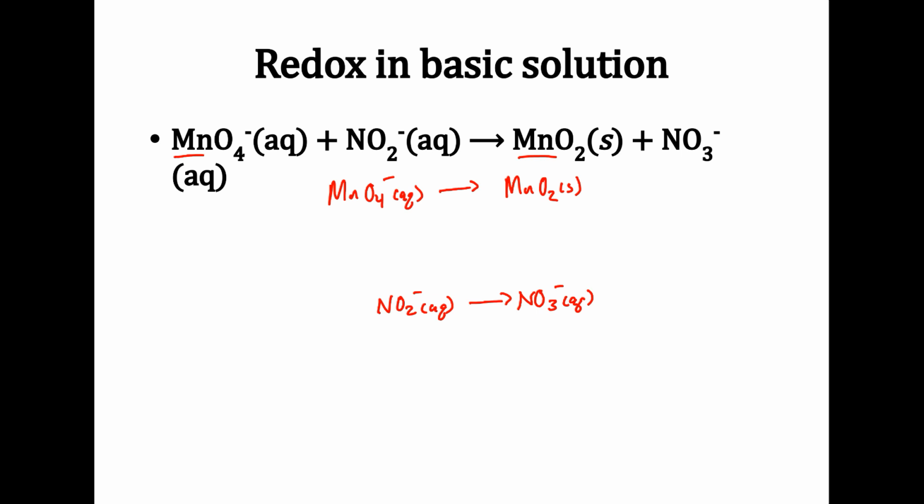Okay, so now let's make sure that all of the non-oxygens are balanced. So in this case, the manganese are balanced in the first half reaction. In the second half reaction, the nitrogens are balanced. So now that everything's balanced, we need to go through and balance the oxygens. So in the first reaction, the left-hand side, there's 4 oxygens. On the right-hand side, there's 2. So we need to add 2 waters.